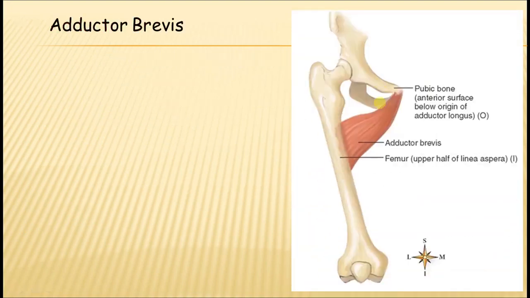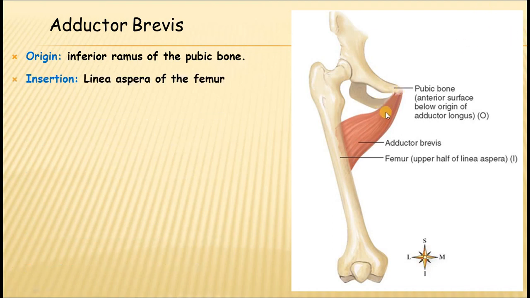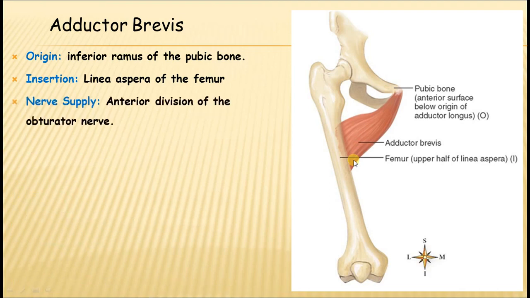The next muscle is the adductor brevis muscle, from the inferior ramus of the pubic bone, getting inserted into the linea aspera of the femur, supplied by the anterior division of the obturator nerve. If it is not supplied by the anterior division, sometimes it might be supplied by the posterior division of the obturator nerve. So it lies at an intermediate plane.